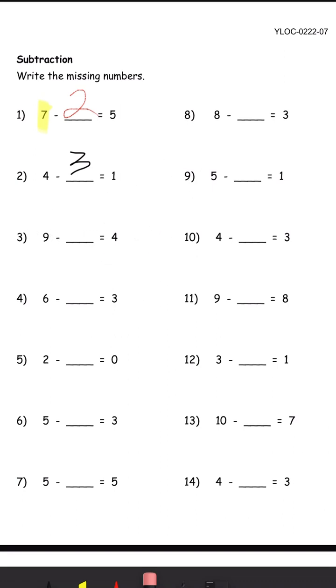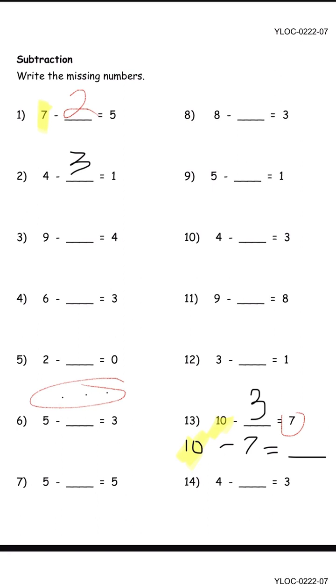And let's try number 13. We have 10 minus blank equals 7. So again, this would be 10 minus 7. Now, what is 10 minus 7? 1, 2, 3, 4, 5, 6, 7, 8, 9, 10. And we subtract 7. 1, 2, 3, 4, 5, 6, 7. And we count, and we get 3. So 10 minus 3 equals 7.